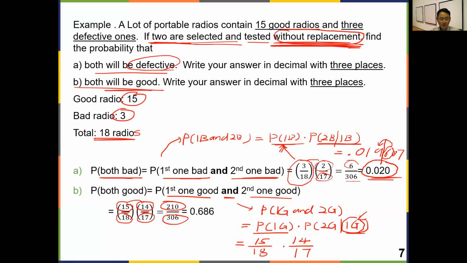So let me do 210 divided by 306. Now, the calculator says 0.686274. I'm cutting right there. This number is less than 5, so I'm going to drop all the rest. And this is our final answer. Just like that. This would be a good quiz question as well.